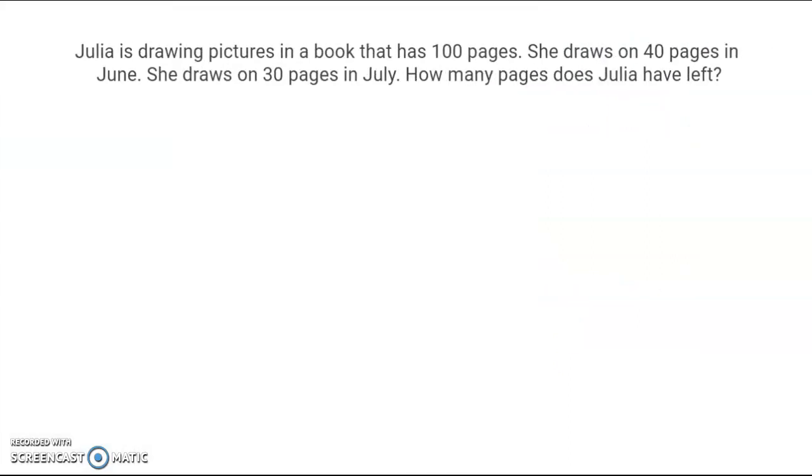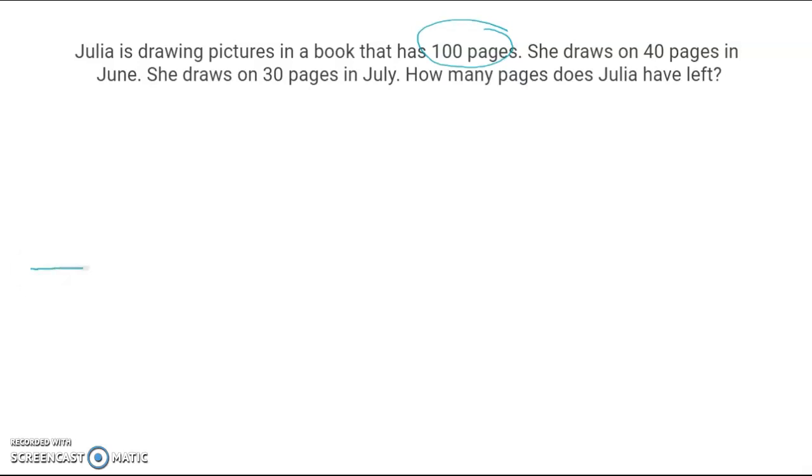Julia is drawing pictures in a book that has 100 pages. She draws on 40 pages in June. She draws on 30 pages in July. How many pages does Julia have left? So I'm going to go break it down. What do I know on this problem? Well, I know Julia's book has 100 pages.